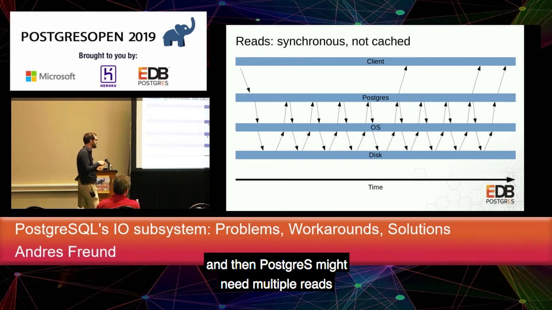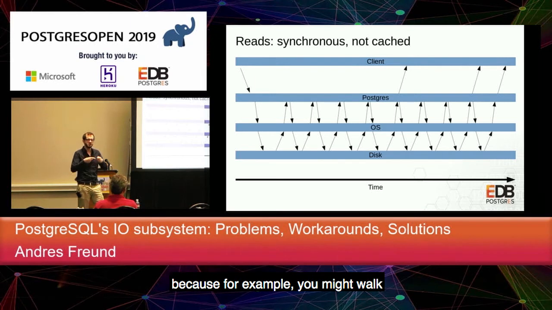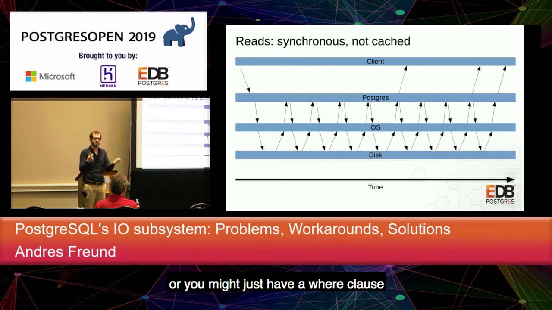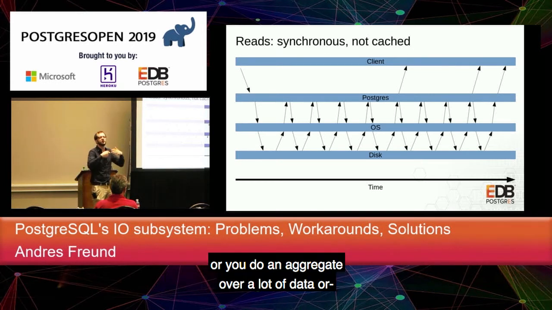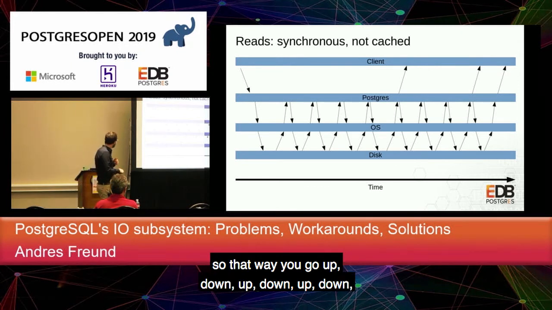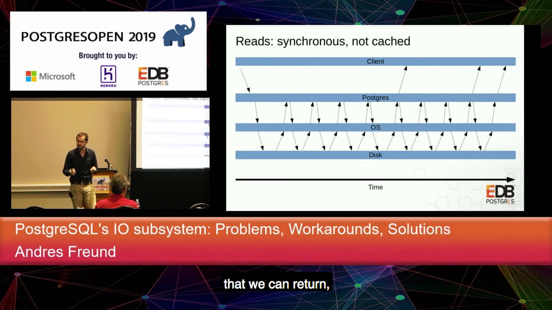return it to Postgres. And then Postgres might need multiple reads to answer a query, because, for example, you might walk through all levels of an index, or you might have a where clause that evaluates to false, so it can't return the query immediately. Or you do an aggregate over a lot of data. So that way we go up, down, up, down, up, down, up, down. And only at some point we have figured out that we have parts of the query computed that we can return, so we send it back.